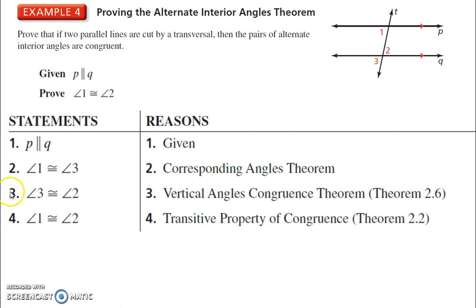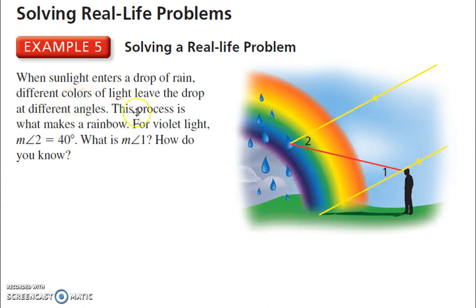Finally, let's look at a real-life example. When sunlight enters a drop of rain, different colors of light leave the drop at different angles. This process is what makes a rainbow. For violet light, the measure of angle 2, right here, is 40 degrees. What is the measure of angle 1 from which we are looking at that light? And how do we know that?